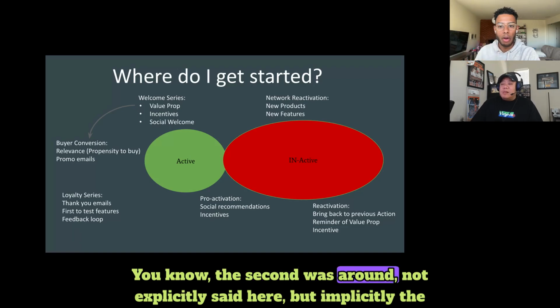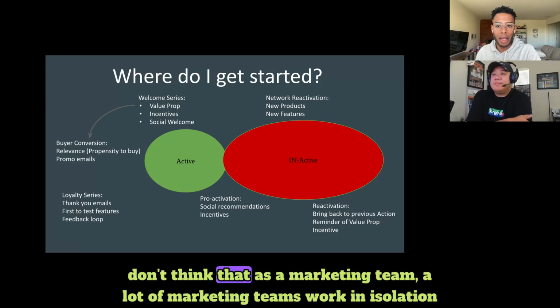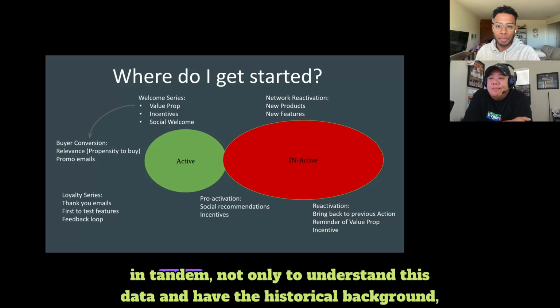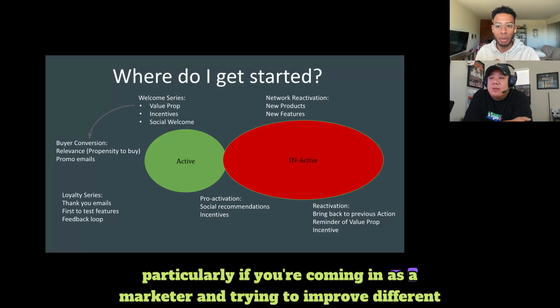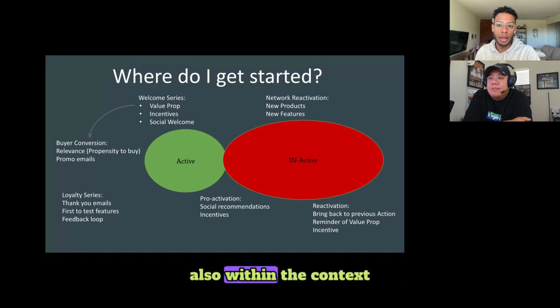The second was around, not explicitly said here, but implicitly, the importance of working with the product team. A lot of marketing teams work in isolation of the product team, but I found that those who perform the best are working in tandem, not only to understand this data and have the historical background, particularly if you're coming in as a marketer and trying to improve different parts of this. Product leads are probably going to have a good sense, but also within the context of just knowing what's coming down the pipeline. A lot of stuff that you pointed out here, new features, roadmap, et cetera.